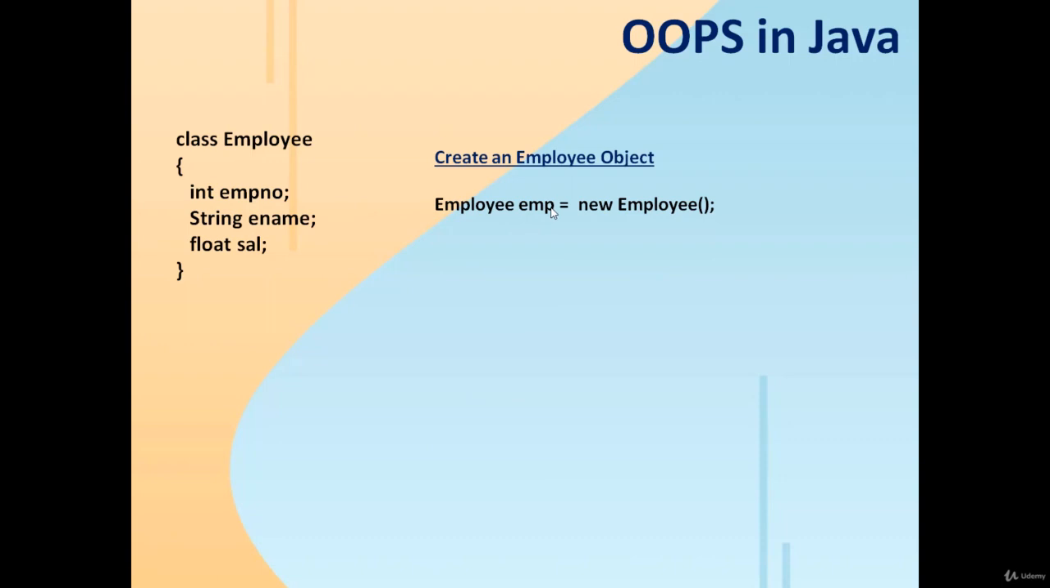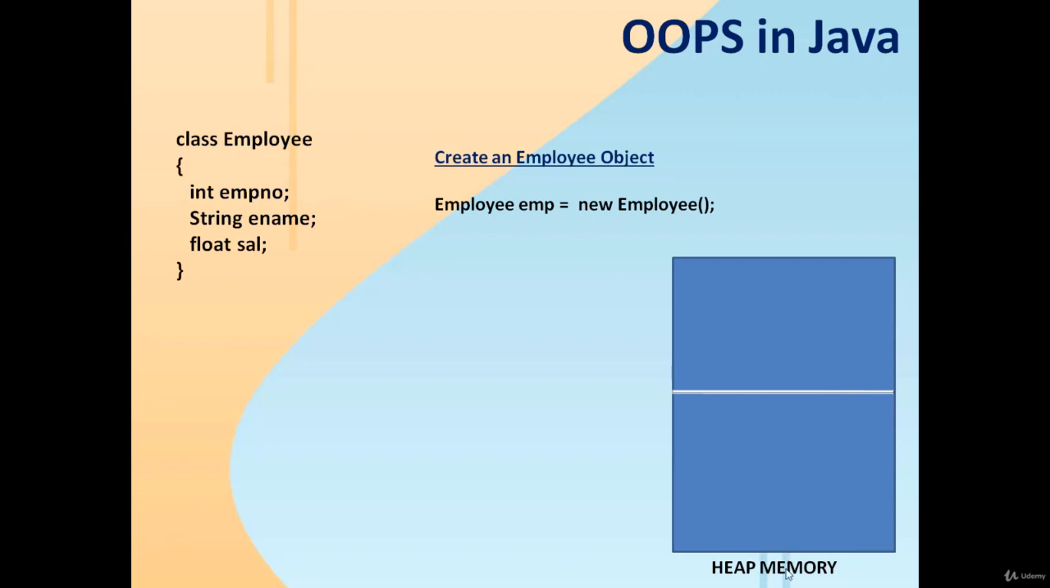Now we are creating an object: Employee emp is equal to new Employee. When you say new Employee, a new object is created. Where is the object created? In the heap memory. In the JVM, the Java Virtual Machine, which is part of the JRE, there is an architecture with different memory areas. For example, in our house we have different rooms: drawing room, bedroom, dining room, kitchen, study room, computer room. Each area serves a purpose. In the same way, the JVM architecture has different memories. One such memory is the heap memory, where all the objects are placed.